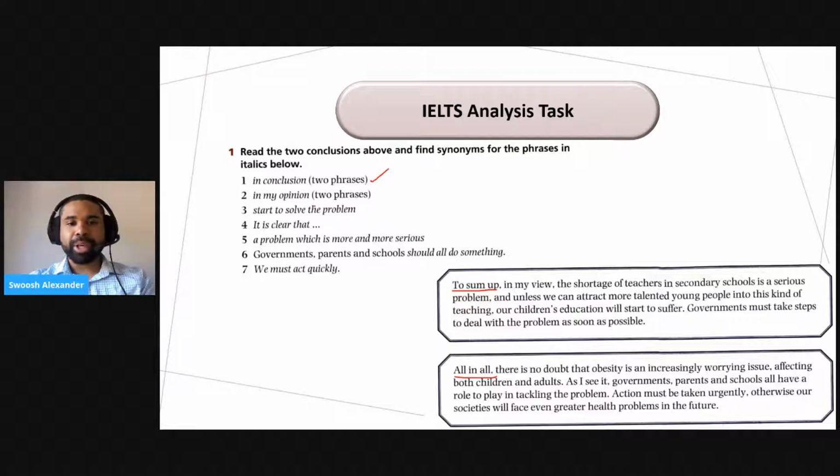Okay, so that's the first one. What about number 2, in my opinion? Any idea there? 2 phrases which mean in my opinion. Again, let me know in the chat box if you have the answers. So looking at this one then, in my opinion, the first one we've got here is in my view. We can see there, that's giving an opinion. And the second one, as I see it, is another way of giving an opinion as well.